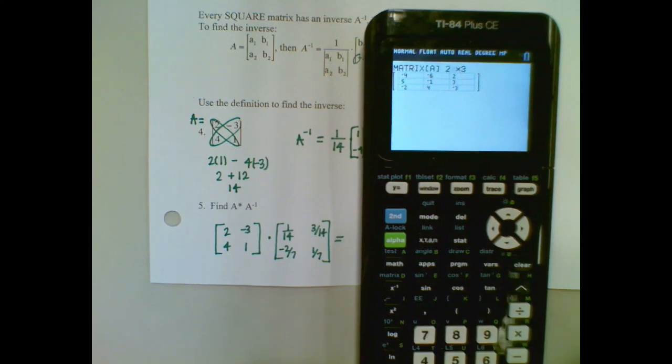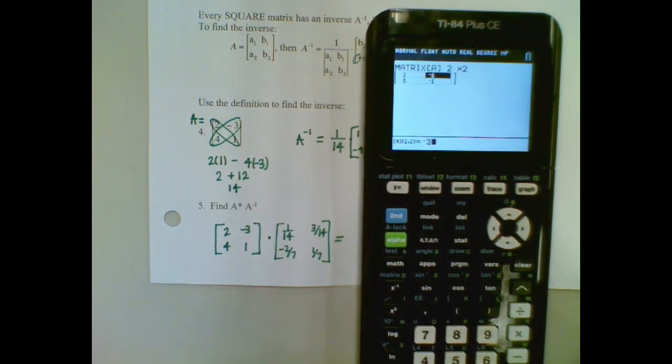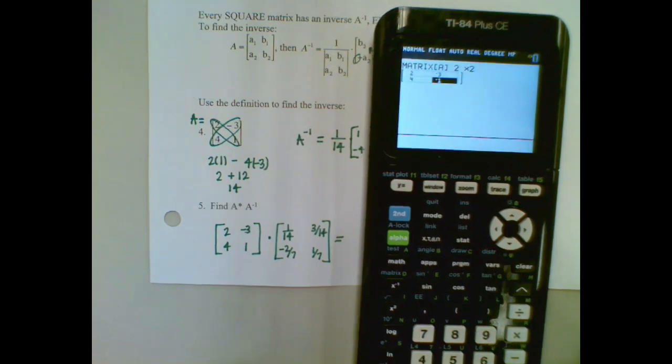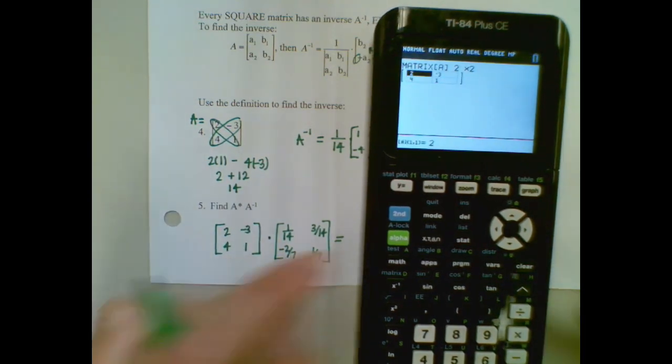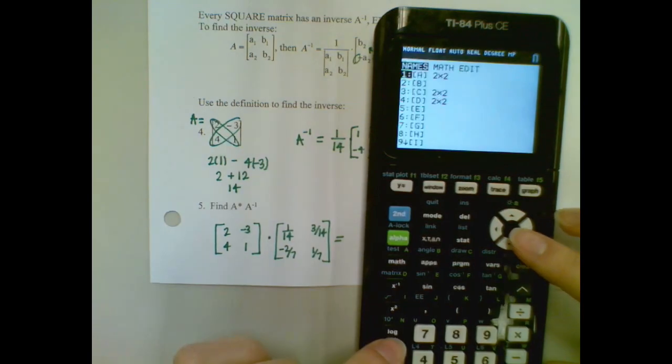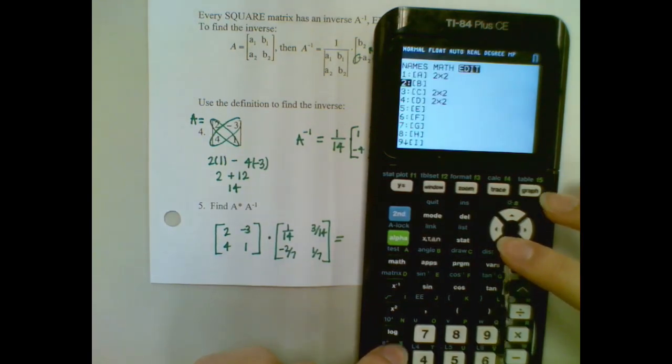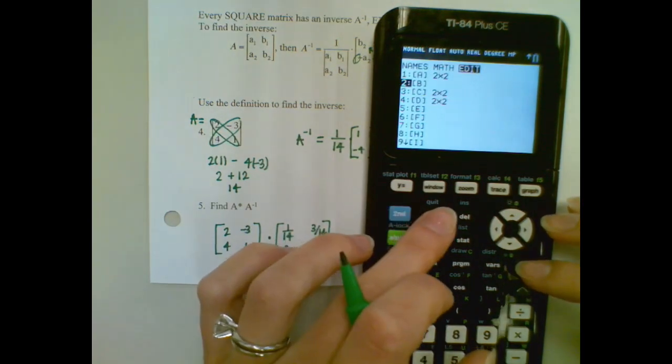So we have a 2 by 2. I've got 2, negative 3, 4, 1. Good. I'm going to go second matrix, and actually, that's all I have to do right there.